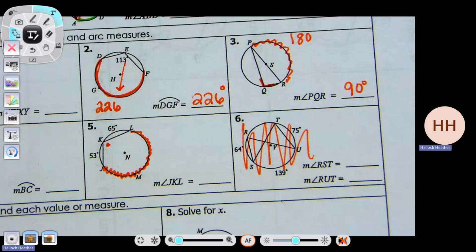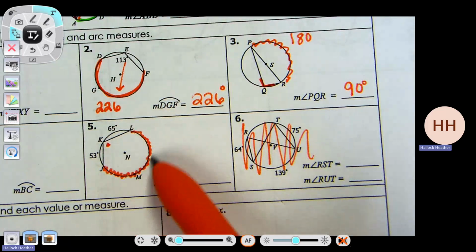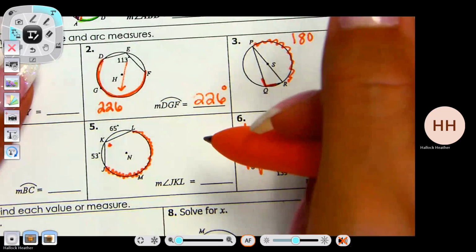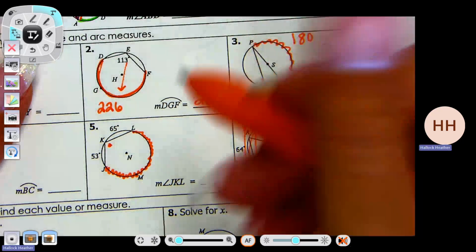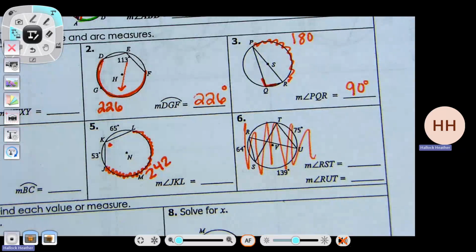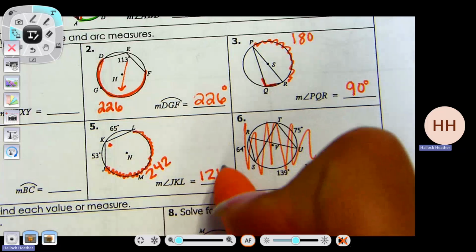Good. A circle makes 360. So if this is 53, this is 65, and I subtract from 360, how much is this whole arc going to be? Like in the 200s. 242. That's not the angle. If the arc is 242, how do I find the angle? Divide by 2. So how much is my angle? 121 degrees.